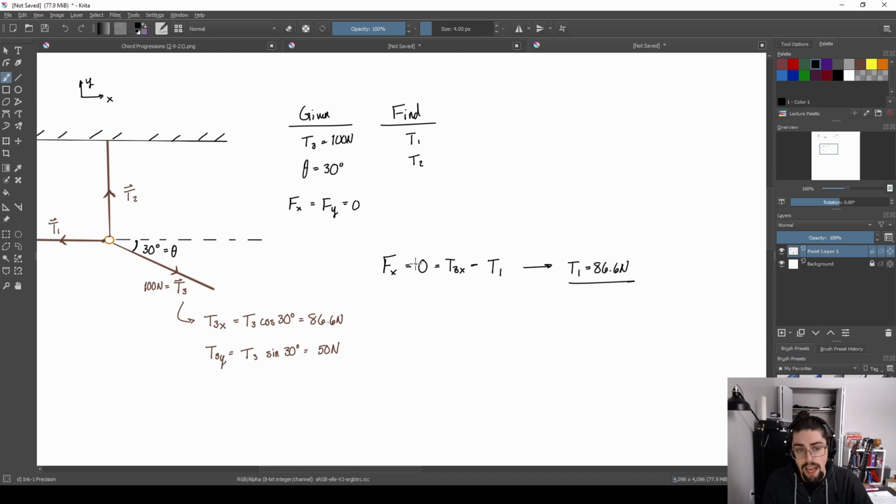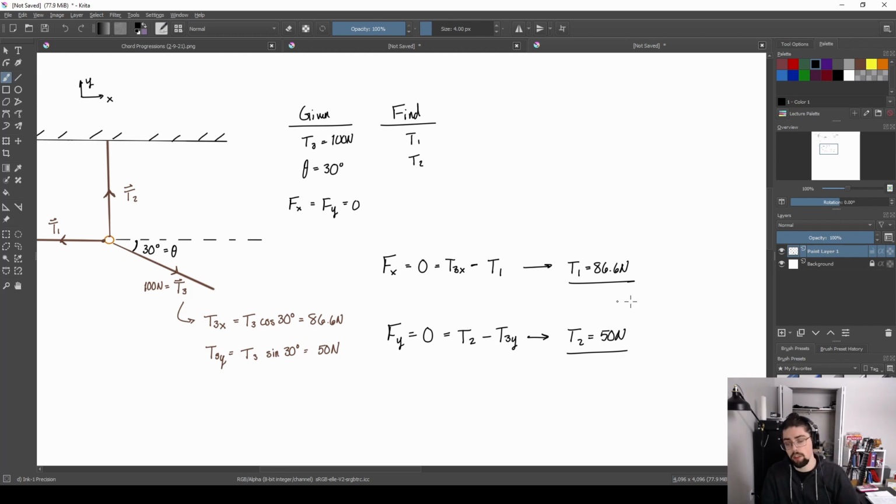Now we can do exactly the same thing for the y direction. I could say that F of y, everything in the y direction, should be 0. I don't see this ring moving anywhere. F of y should be equal to 0. T2 is pulling me up. T3y is pulling down. Something minus 50 is equal to 0. I would argue that it's probably 50 minus 50 is equal to 0. T2 should be 50 newtons.